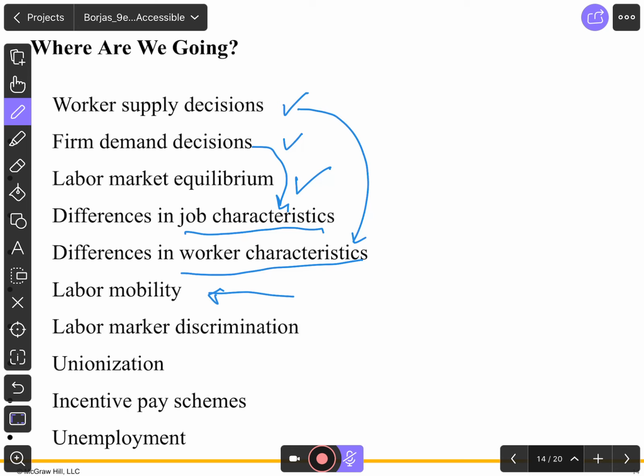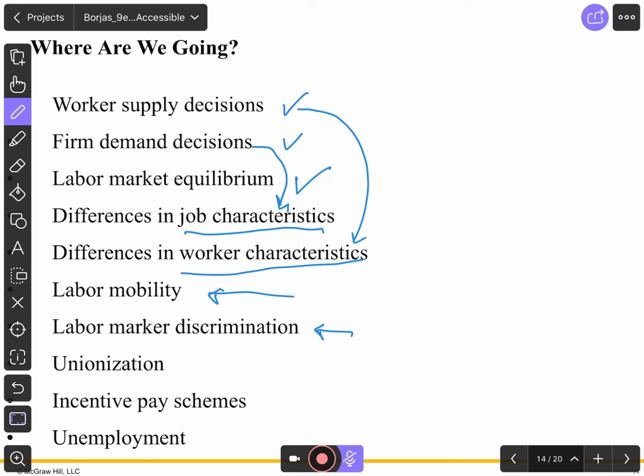We will also be talking about discrimination, whether it's discrimination against females, discrimination against a certain race, discrimination about a certain nationality, discrimination about a certain religion, and so on. So we have different types of discrimination in the labor market that we will address in one of the coming topics.